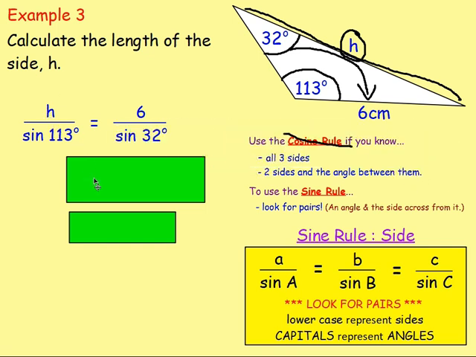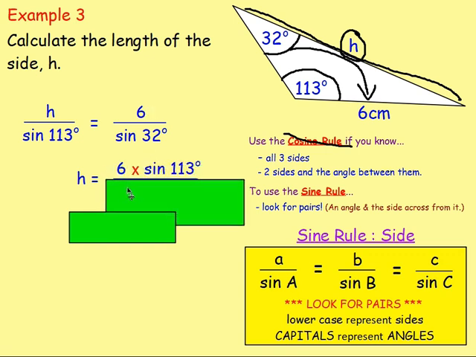We are wanting just to get H on its own. How do we go about getting H on its own? Good. You'd multiply by sine 113. So if you multiply the left-hand side by sine 113, that leaves you with H, but you'd have to do the same at the other side as well. And when you multiply, it just goes at the top. So you'd have the 6 times by sine 113.